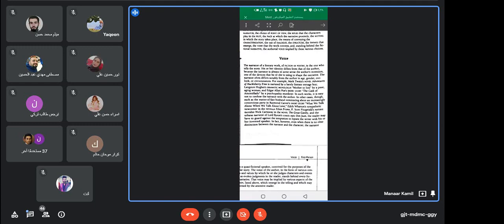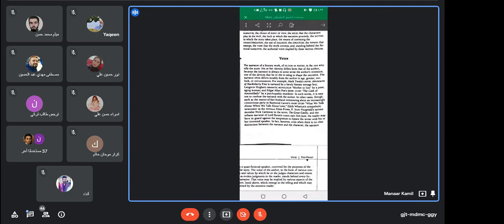So that is the narrator of a literary work, of fiction or poetry. Anything, fiction or poetry, the important thing is there is a narrator. This narrator tells the story. His or her identity differs from that of the author. He is not the author. He is always in some sense the author's invention. That means he is not the writer himself, but a character the writer created or invented.